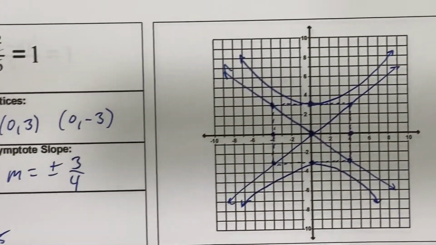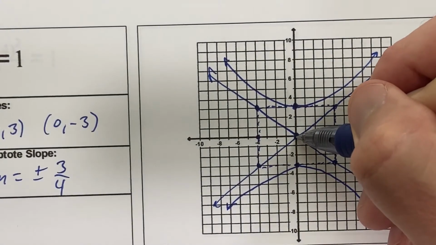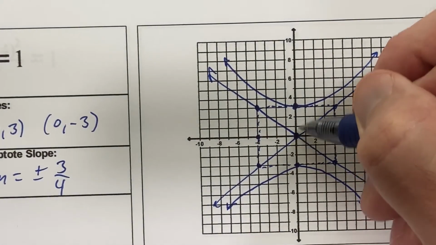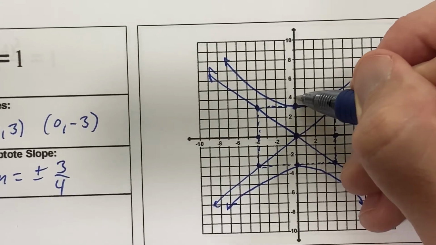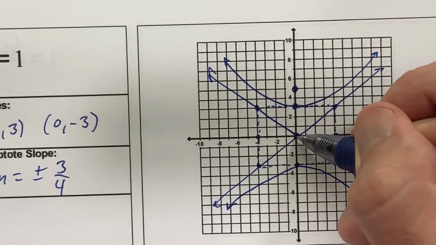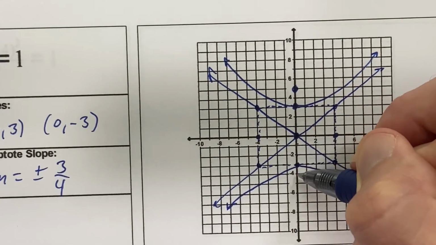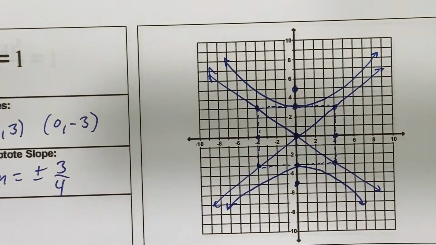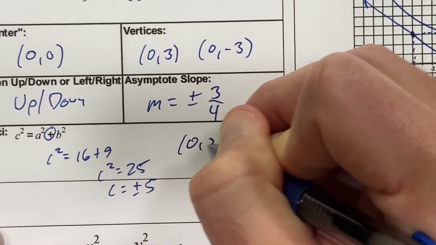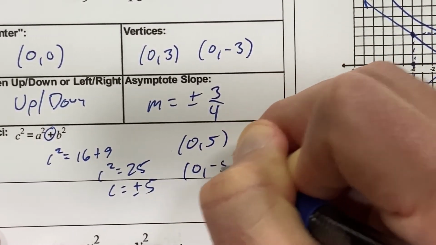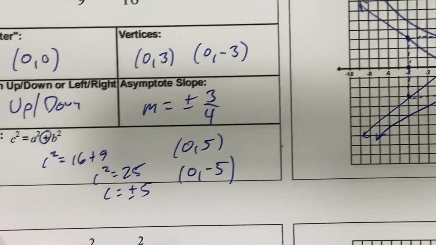And similarly to the ellipse, we're going to start at the center and just count toward the graph. So I'm going to count up 1, 2, 3, 4, 5, and then down 1, 2, 3, 4, 5 right there. So those would be my foci at 0, 5 and 0, -5.